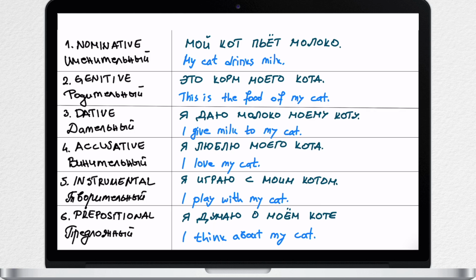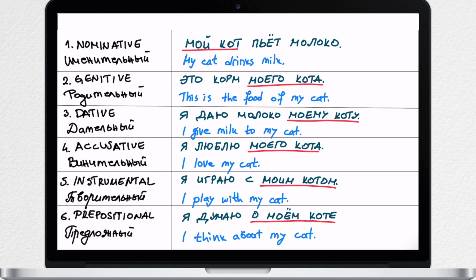You can notice that in all of these sentences we have мой кот. And in all of these sentences, these two words change according to different cases. They have different endings. So in the nominative we have мой кот. In the genitive we have моего кота. In the dative we have моему коту. Accusative моего кота. Instrumental моим котом. And prepositional о моем коте.